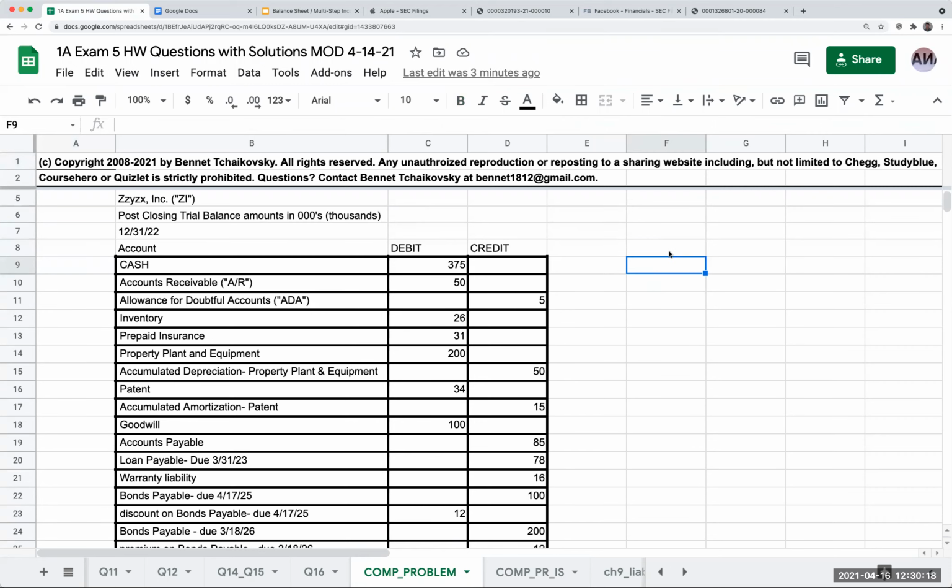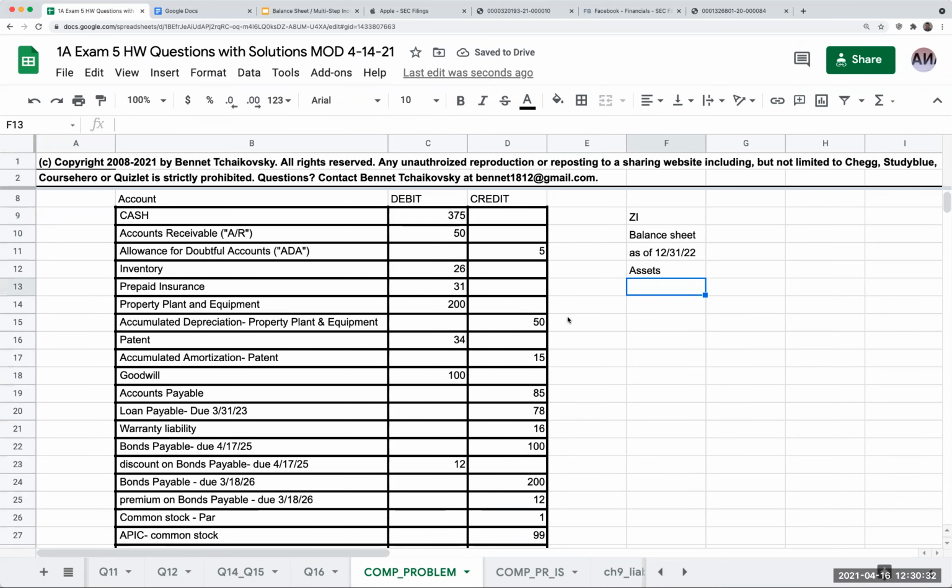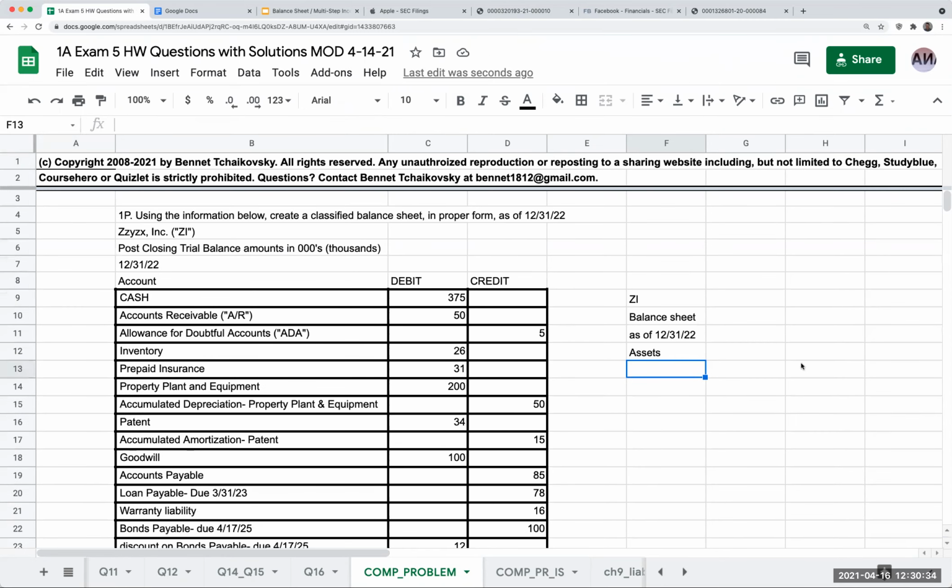So let's go through and start with Zack's balance sheet as of 12/31/22. And so we're going to start with our assets, right? And in this type of problem, I'm pretty much giving you the full post-closing trial balance, so you don't need to worry about computing anything else.